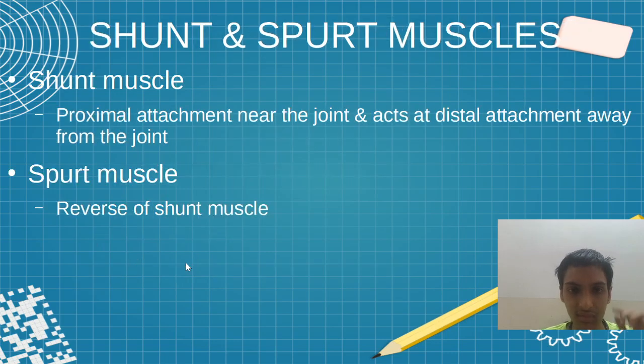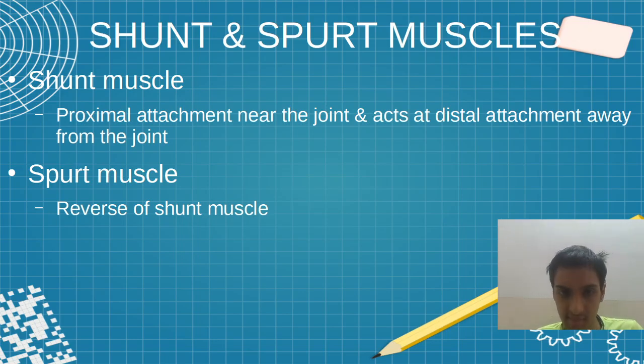Now let us see the difference between the shunt and spurt muscle. Please remember any one of these. If you remember the shunt muscle, that's enough, and the spurt will be exactly opposite. So what is a shunt muscle? A shunt muscle is one whose insertion has a proximal relation to the joint.